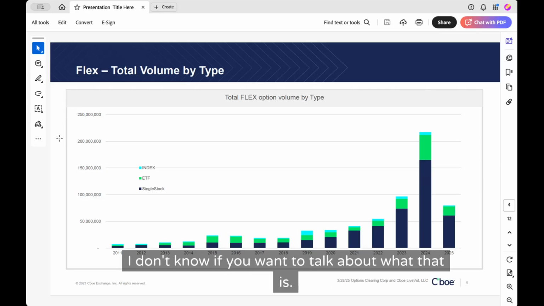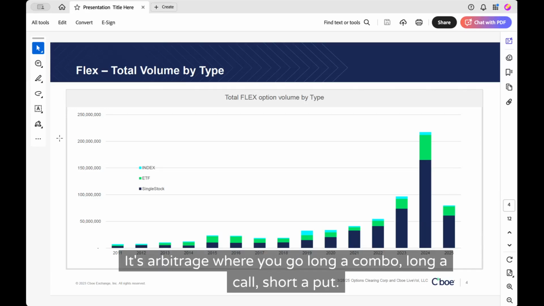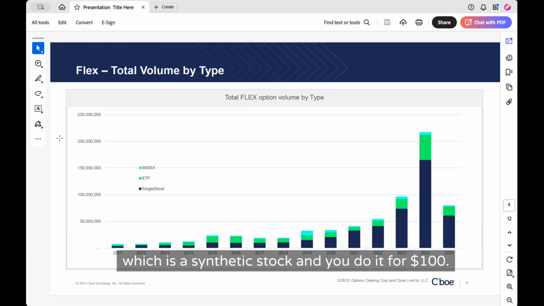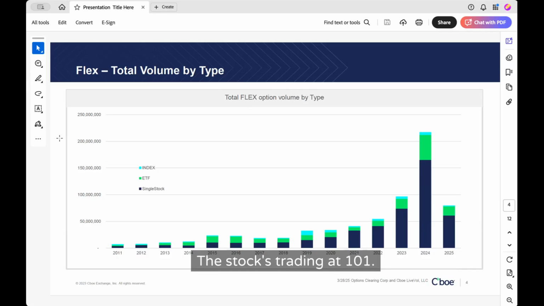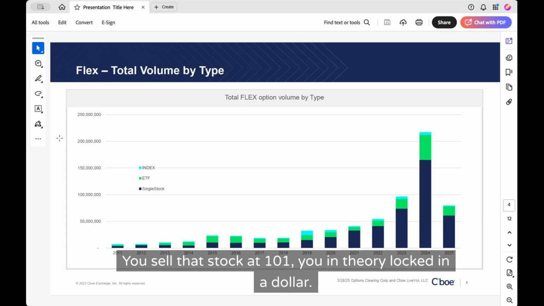I don't know if you want to talk about what that is. It's an arbitrage where you go long a combo, long a call, short a put, which is a synthetic stock, and you do it for $100. The stock's trading at 101. You sell that stock at 101. You, in theory, locked in $1.